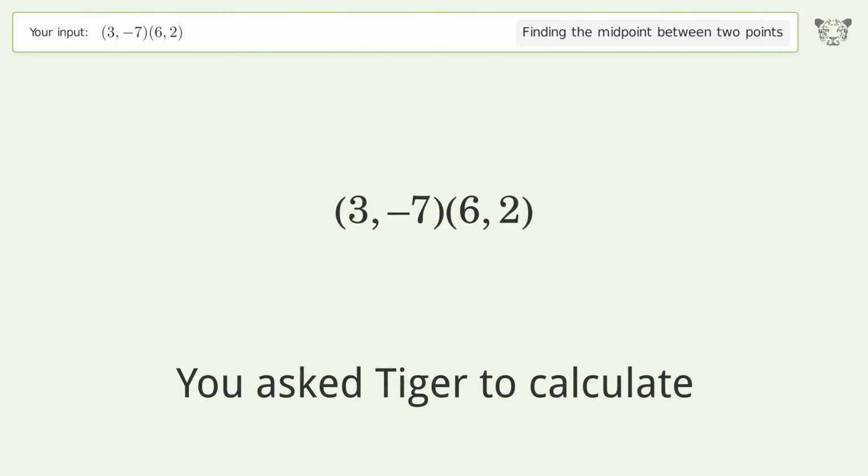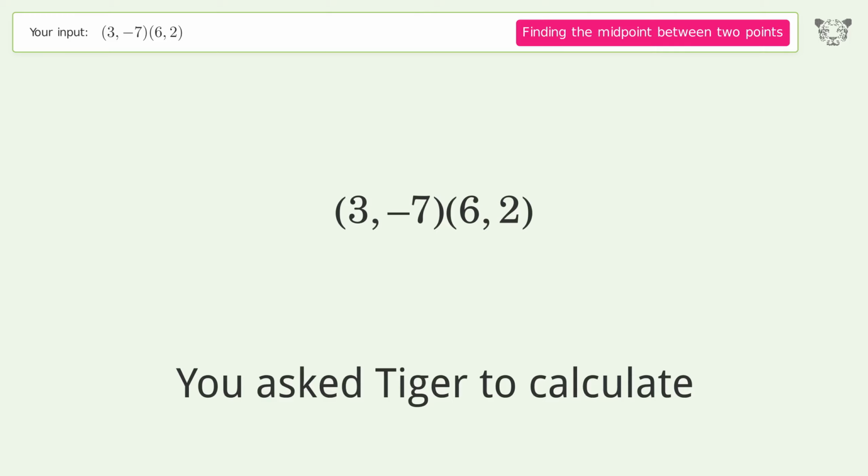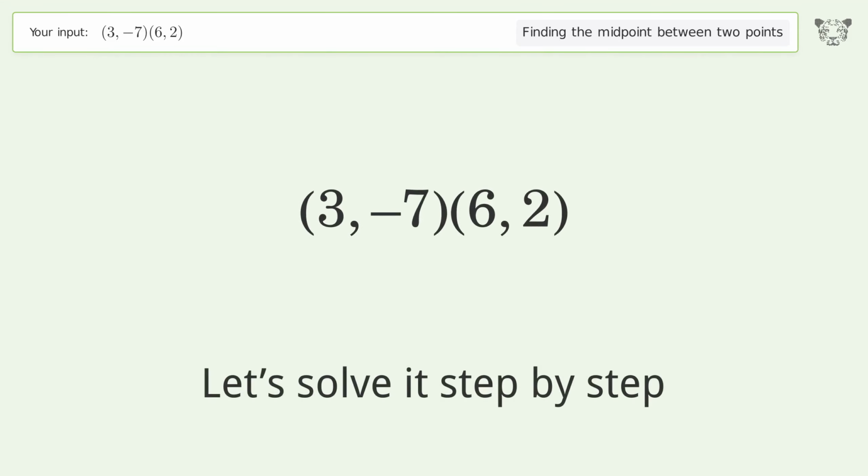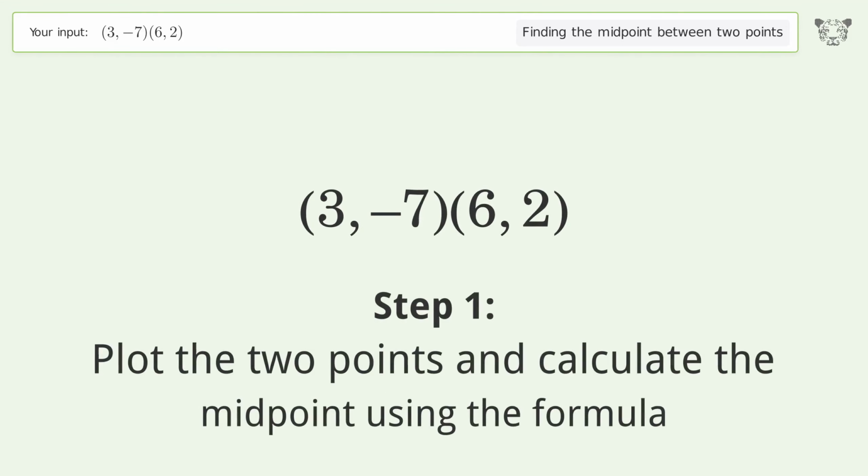You ask Tiger to calculate. This deals with finding the midpoint between 2 points. The midpoint between the 2 points is 4.5, negative 2.5. Let's solve it step by step. Plot the 2 points and calculate the midpoint using the formula.